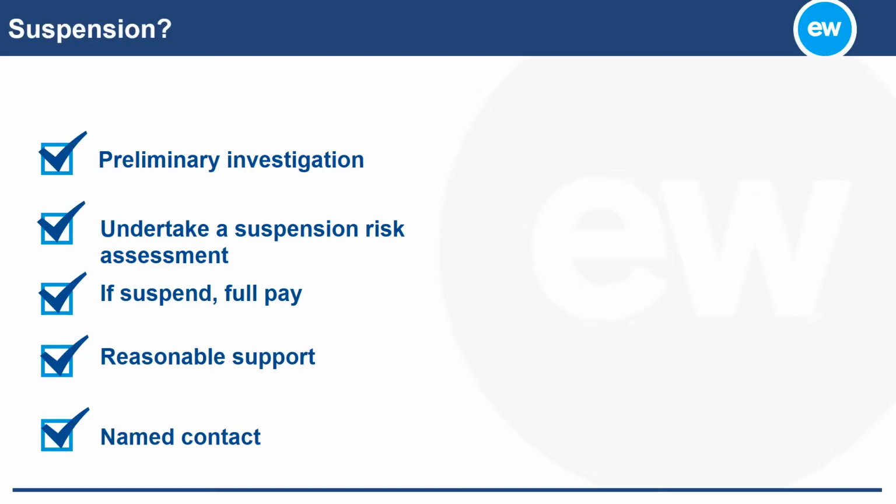What are you trying to achieve by suspending? What is likely to happen if you don't suspend? If you do suspend, this needs to be on full pay, and the accused should be offered reasonable support, including emotional and psychological support. This is where your employee assistance program will come into play. If suspended, the accused should be given a named contact in the school with whom they can keep in touch and direct any queries about the terms of their suspension or to access the support previously mentioned.